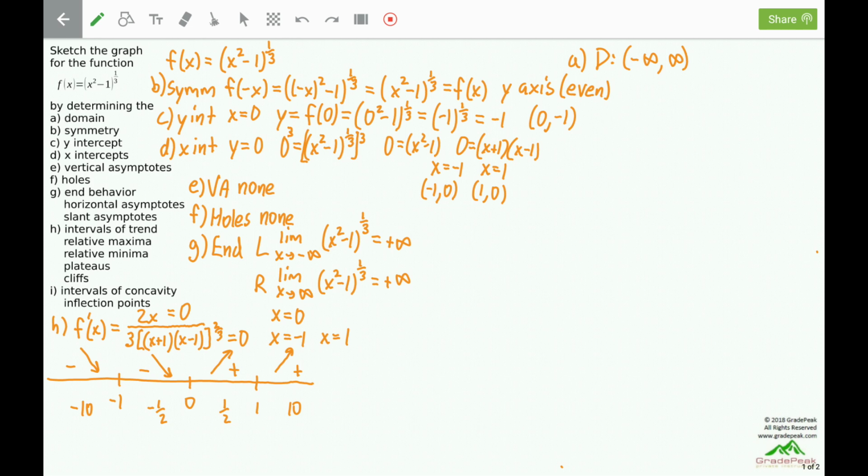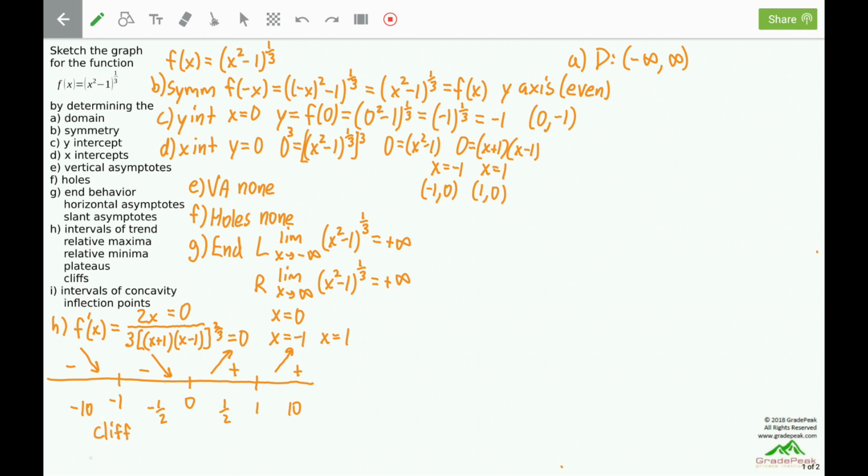Right at the critical number of x equals -1, we have the trend on the left decreasing and the trend on the right also decreasing. So the trend didn't change, but x equals -1 is a critical number. It actually came from the denominator. If it came from the numerator and the trend doesn't change, it'll be a plateau. If it comes from the denominator and the trend doesn't change, it's a cliff. So we have a cliff.